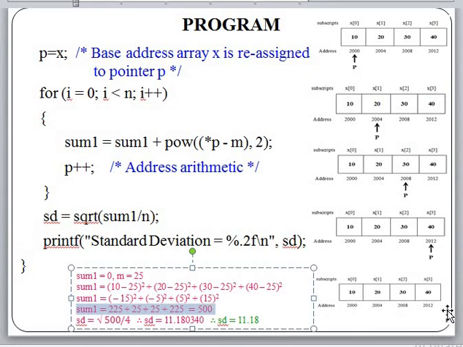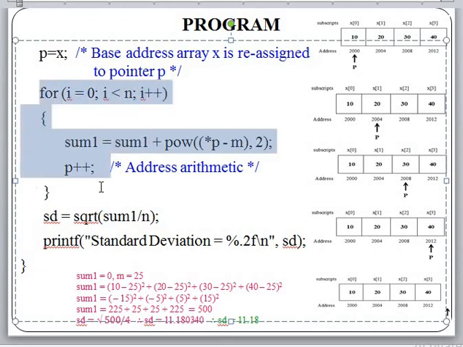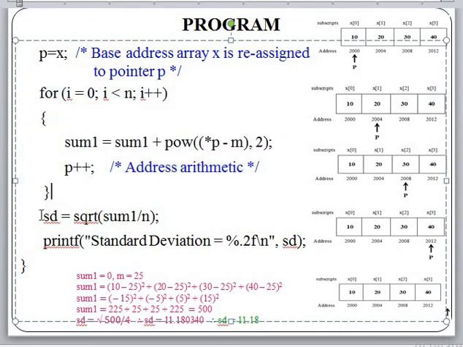It is pointing somewhere outside, where there is no value or where there is a value which is not our interest. So now it will go back, incrementing the value of i by one more. So i equals 4. Now 4 is less than 4, the condition is false. So it will terminate this loop and come outside the loop to this statement: SD, that is standard deviation, equals square root of sum 1 by n.